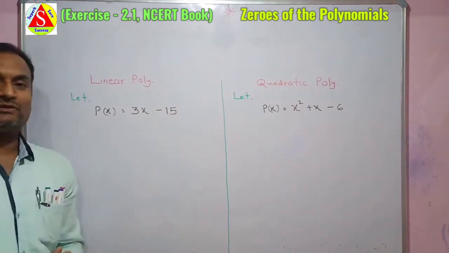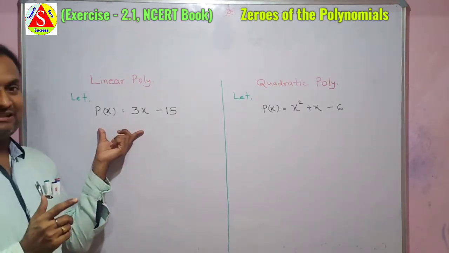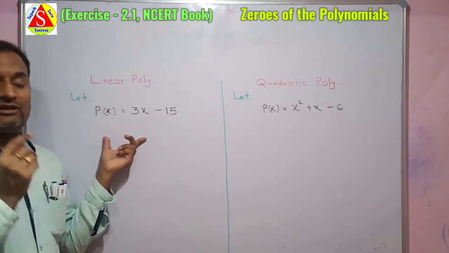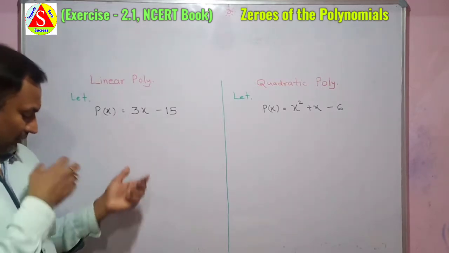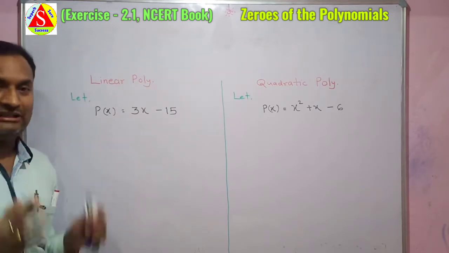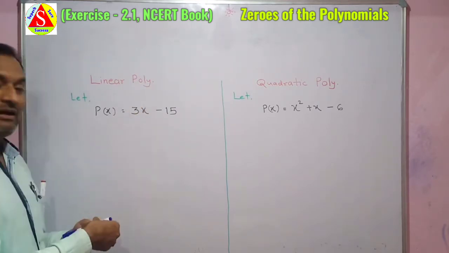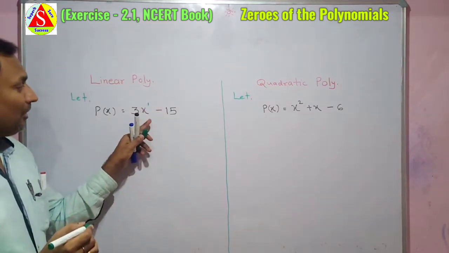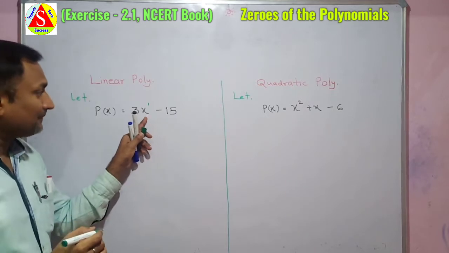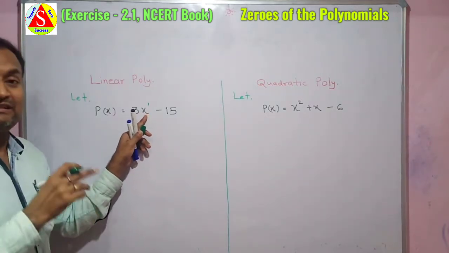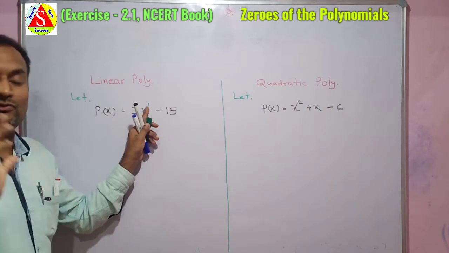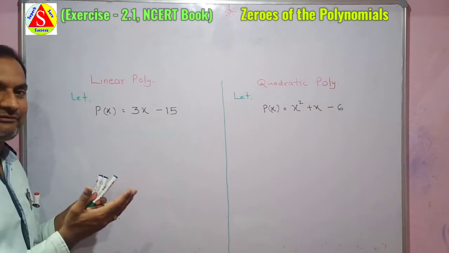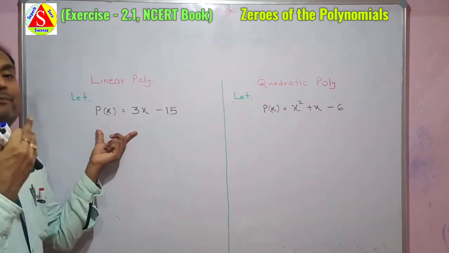Dear students, the first question I have taken here is of a linear polynomial. So what is the meaning of linear polynomial? A linear polynomial is a polynomial whose degree is 1. Here the degree of this polynomial means the highest power of this polynomial is 1, so that's why it is called a linear polynomial. Okay students, let's find the zero of this polynomial.